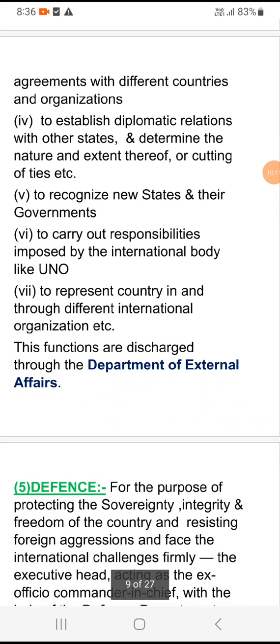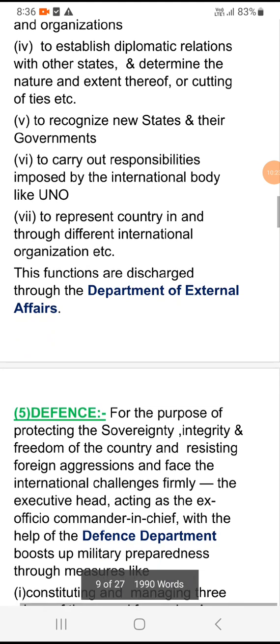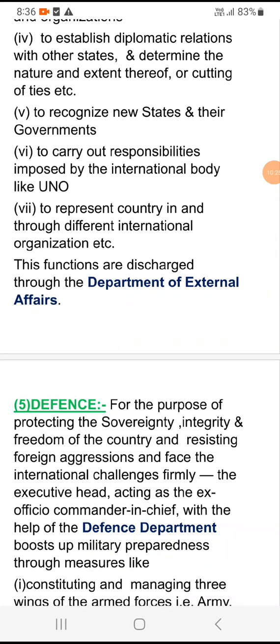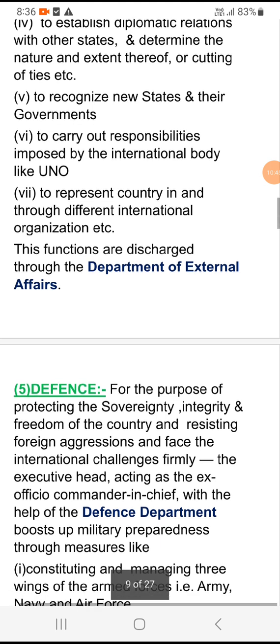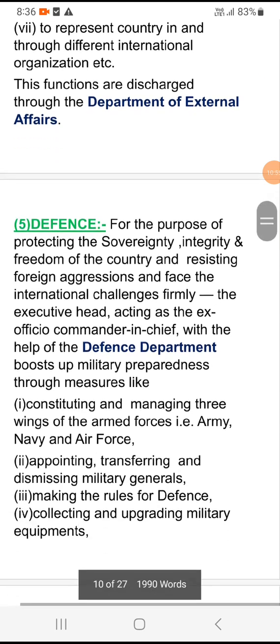To recognize new states and their governments, and to carry out responsibilities imposed by the international body like UNO, includes sending of military troops as and when required by UNO. To represent the country in and through different international organizations means to participate in international organizations and represent those international organizations adequately in the international field. These functions are discharged through the Department of External Affairs.